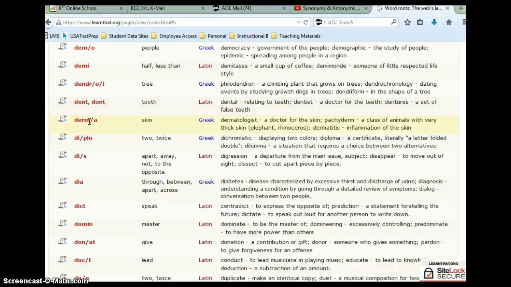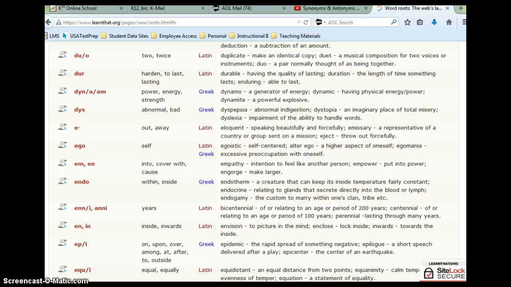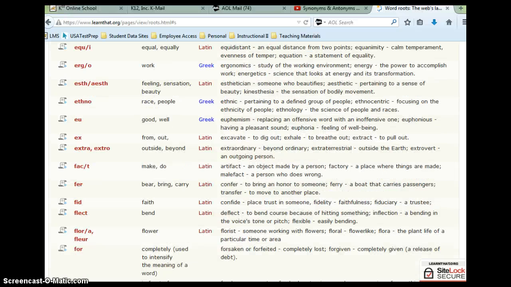How many of you have ever been to a dermatologist, for example? Well, you go to a dermatologist to get your skin treated, right? Well, they're called a dermatologist because derm or derma is a Greek root word meaning skin. And most medical terms are going to be derived from these root words that I'm telling you about. So let's go down and see if we can find some more that are familiar to us. And again, you're going to be really surprised at how many are familiar.